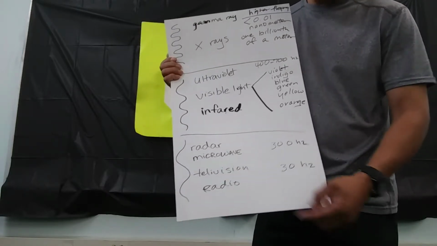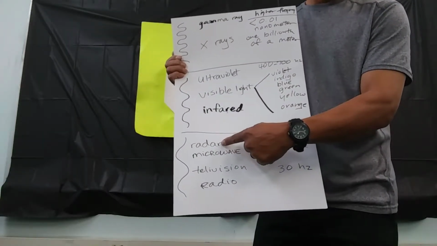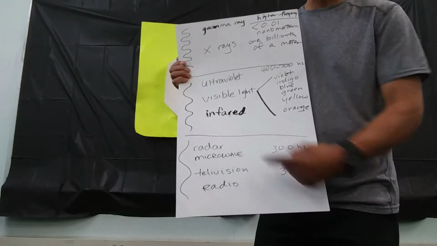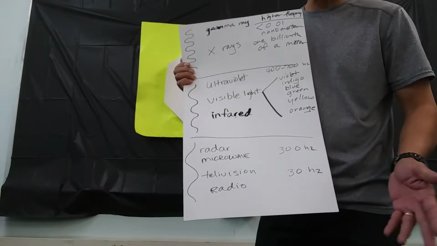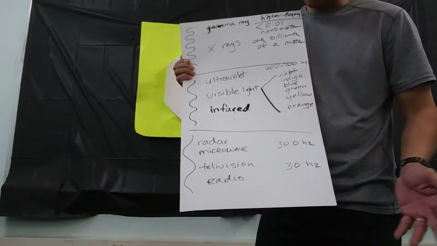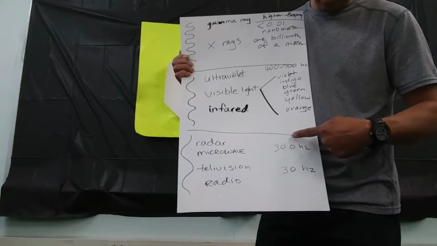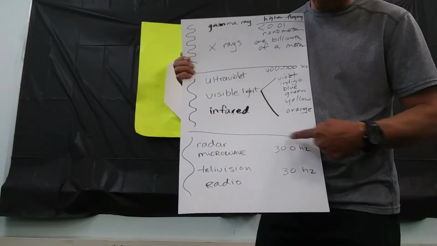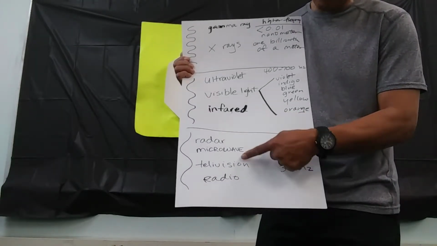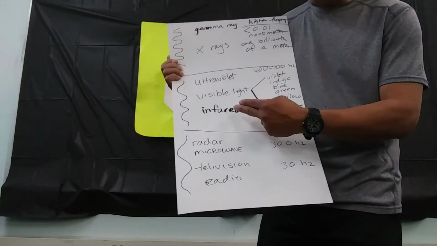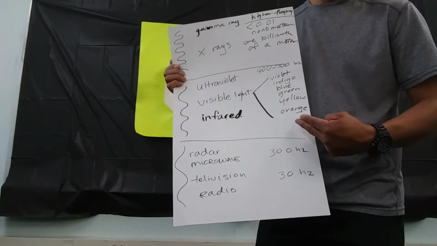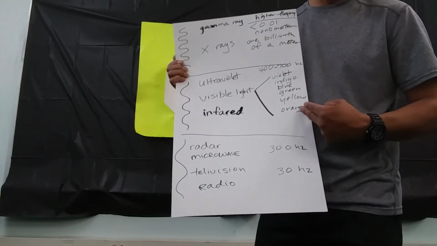Okay, with radio waves, the frequency is at 300 gigahertz. A gigahertz wave frequency equals 1,000 million hertz. So you go from 30 hertz to 300. We have radio, microwave, television, and then we have infrared. Infrared is at 700 nanometers.